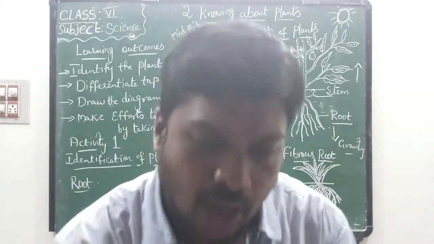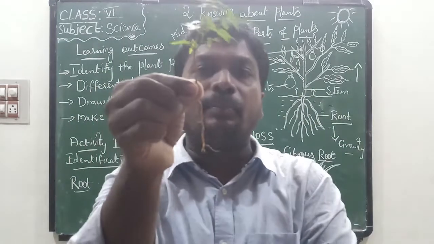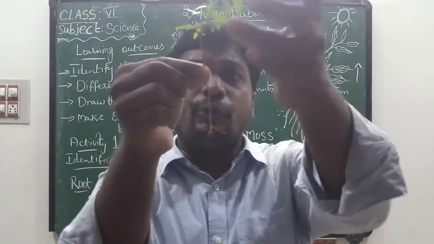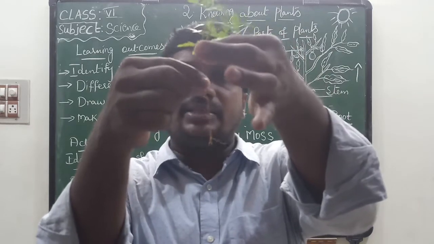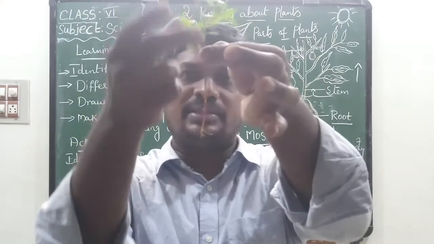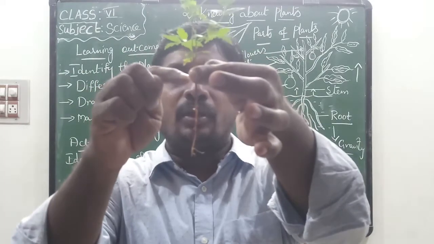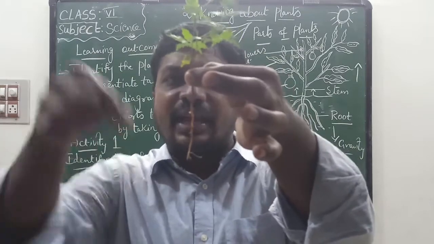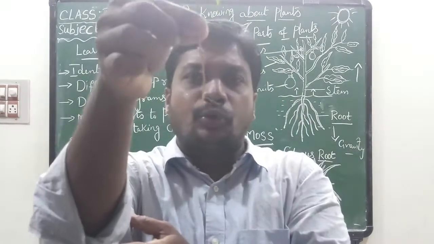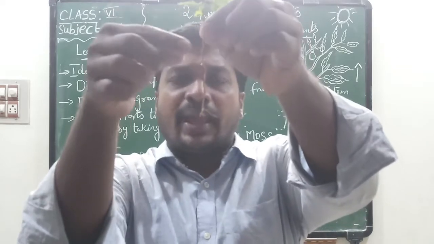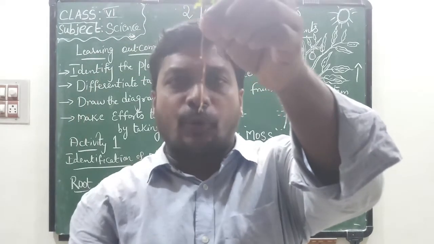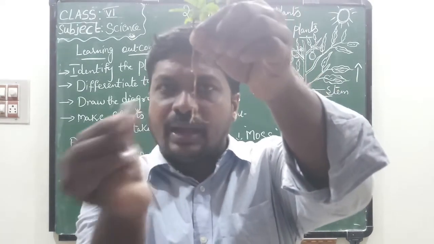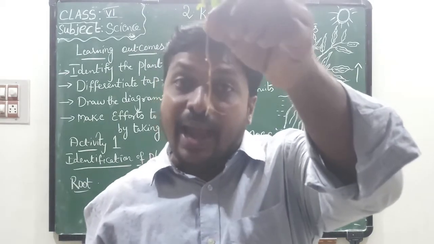See here children, now I am showing you a neem tree. Neem means vapa chettu. If you observe the neem tree, see children, this is the stem part, which grows out of the soil. This is the root part, which grows inside the soil. In this root, we can find a major root that is called tap root. And at the side we can find branches from the tap root. They are called lateral roots.